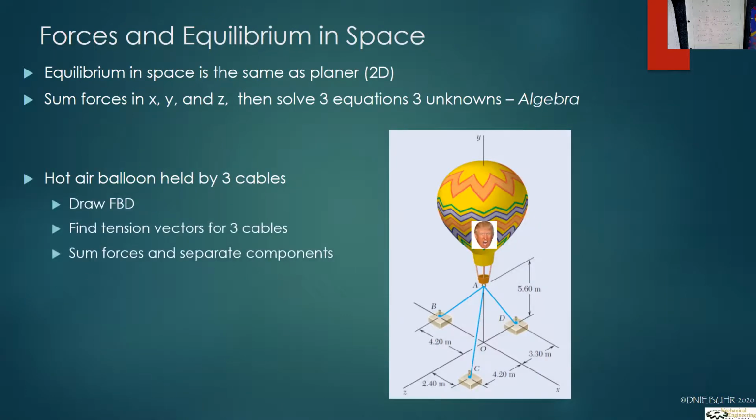And so here we have our equilibrium in space, okay? So equilibrium in space, same as in planar. And as before with equilibrium, you want to sum the forces in the x, sum the forces in the y, sum the forces in the z. The difference here is that in the past we had two equations, two unknowns, pretty easy to do. In 3D, we sometimes end up with three equations, three unknowns. Still doable. In fact, your programmable calculator should be able to do that without much effort.